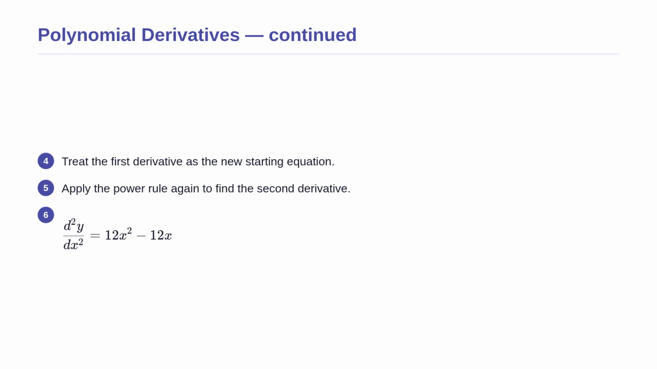We have successfully found the second derivative. Notice how with each step, the polynomial becomes simpler and the highest power of x decreases by 1. This is a fundamental behavior of polynomials when we take repeated derivatives.